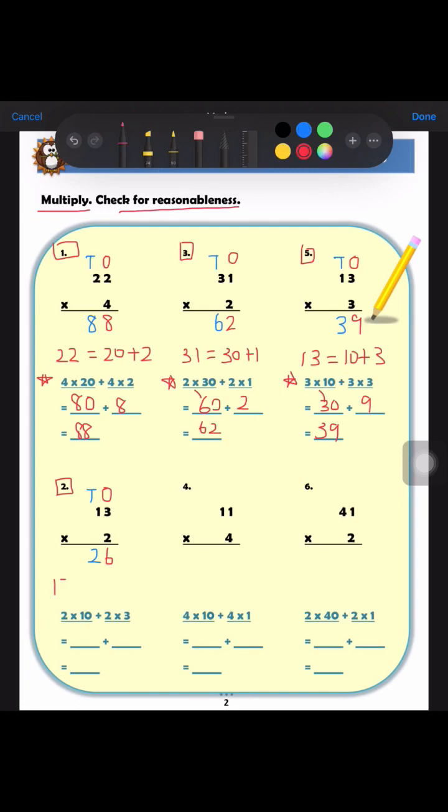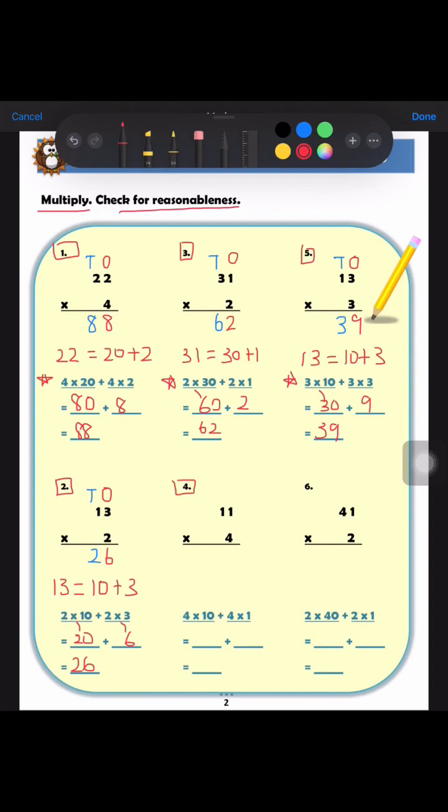Again, we check the answer. We split 13 into 10 and 3. And then multiply by 2. So 2 times 10 equals 20. 2 times 3 equals 6. And then add them together equals 26.